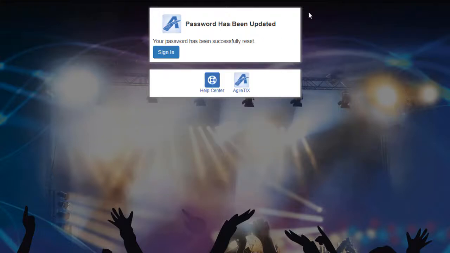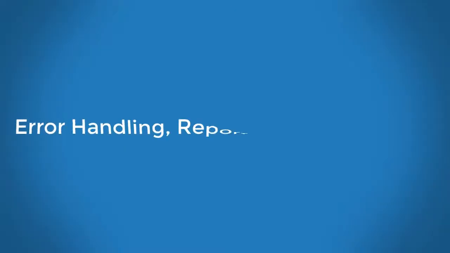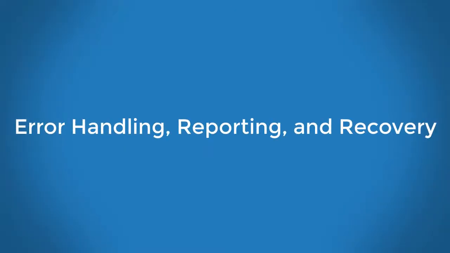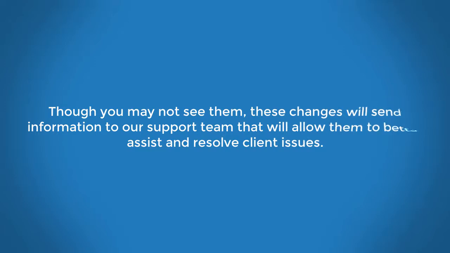Now with our password successfully reset, we can get back into the Agile Ticketing application. The next enhancement on our list is some new error handling, reporting, and ability to recover in cases where there may be problems with the Agile Ticketing application. Although not much may be visible to you, there's extra information that's sent to those support professionals to be able to help resolve issues that you may be having in certain cases with running the Agile Ticketing application. This information will allow those support professionals to be able to solve those problems a lot quicker.